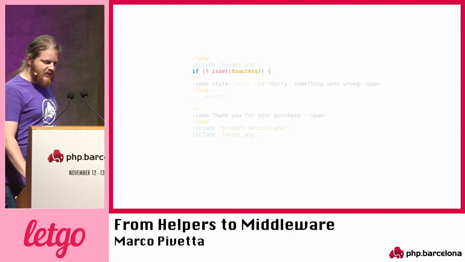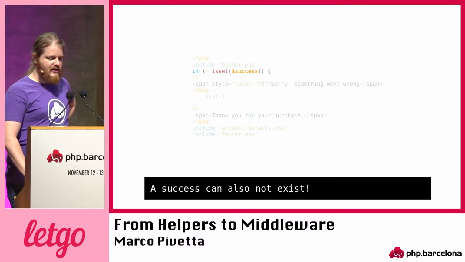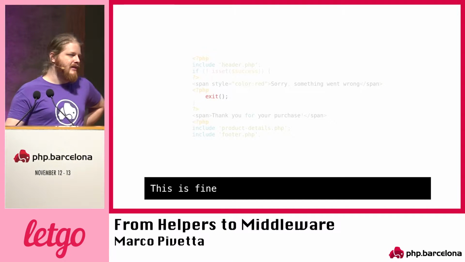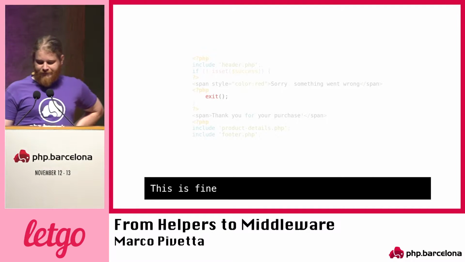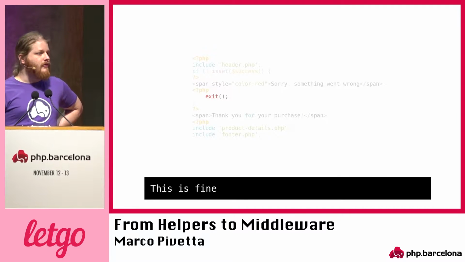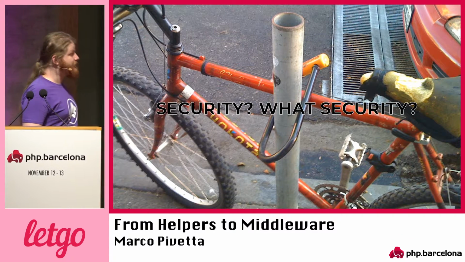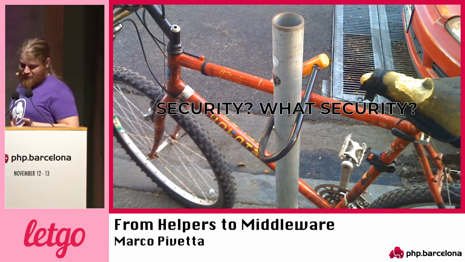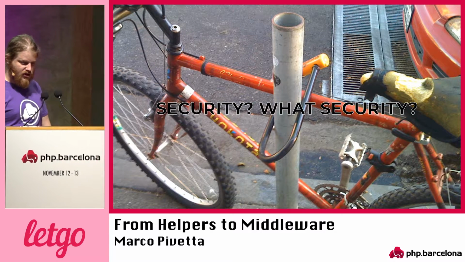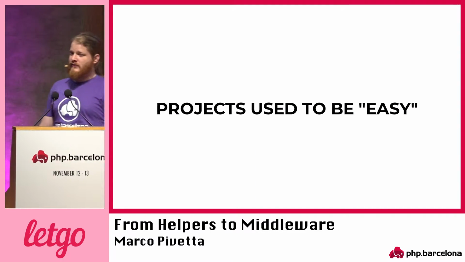Well, first of all, if there is no certainty of success, then we're going to display an error. Success can also not exist. And exiting. We did this a lot. And well, fair enough, this is how we used to code. So far, so good. And security is what it is. It gets the job done, and the idea is that projects were much easier.